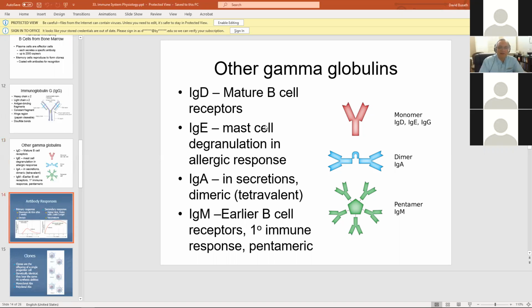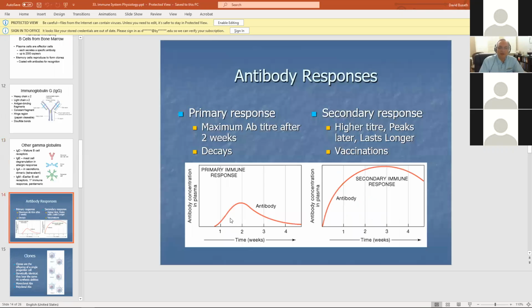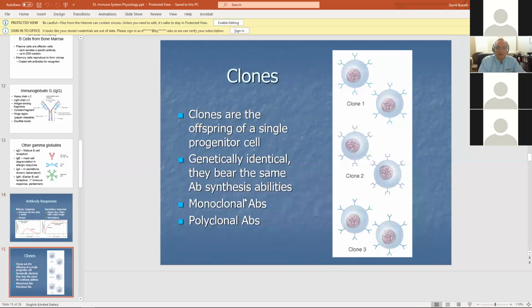That's right. So we get the memory cells that produce the primary response, where antibody goes up quite a bit in the plasma within a few weeks of antigen exposure, and then a secondary response where it starts going up right away upon antigen exposure. Because why? You already have memory cells sitting around, ready to produce antibodies.